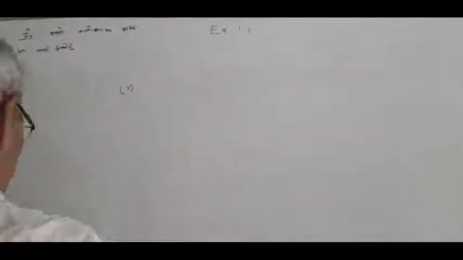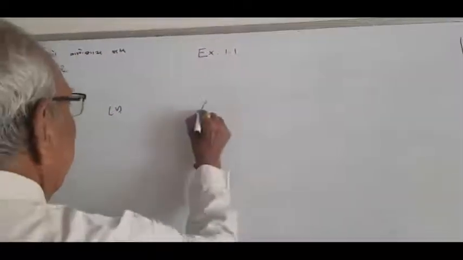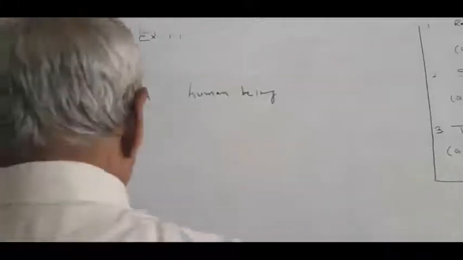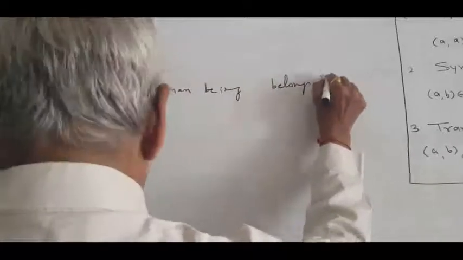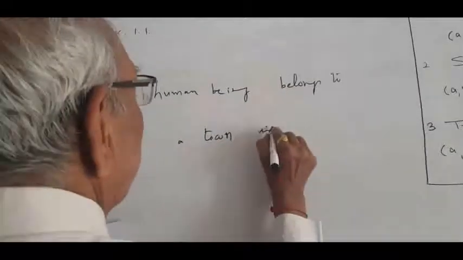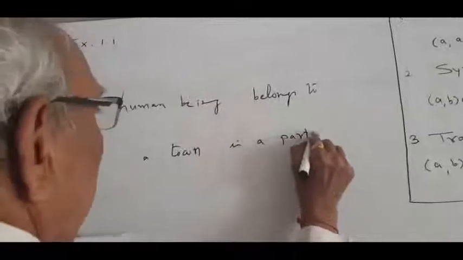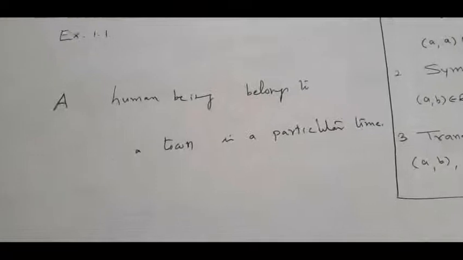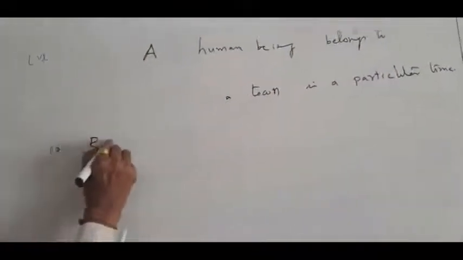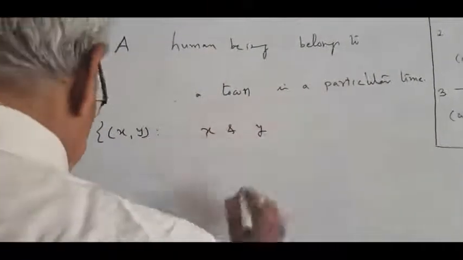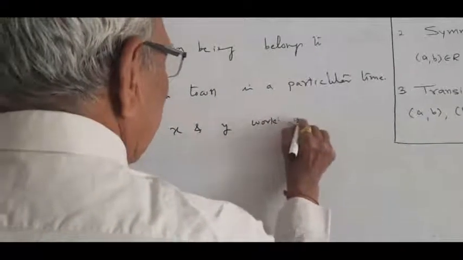In the fifth, here the relation R is in the set A, where A is the set of human beings in a town at a particular time, where R is the set of ordered pairs (x, y) where x and y work at the same place.